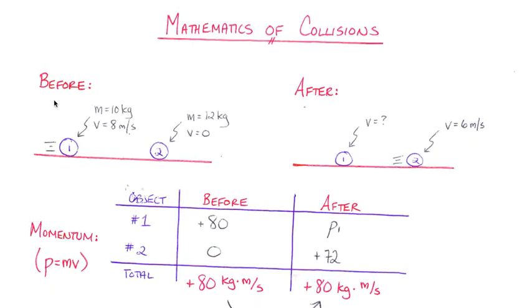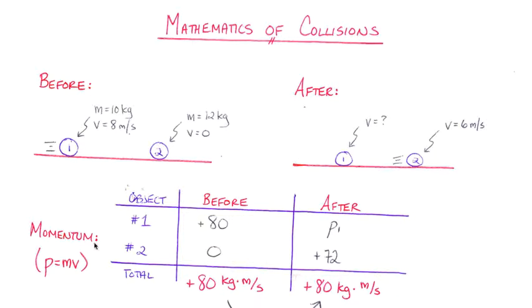Let's look at this situation where before, object 1 has a mass of 10 kilograms and a velocity of 8 meters per second. It's about to collide with object 2, which has a mass of 12 kilograms and no velocity; it's stationary. Afterwards, object 2 begins traveling to the right at 6 meters per second. What's happening to object 1? What is its velocity? Is it still traveling to the right? Has it stopped moving? Has it bounced off object 2 and is traveling to the left? This is what the conservation of momentum and mathematically analyzing collisions will allow us to do.